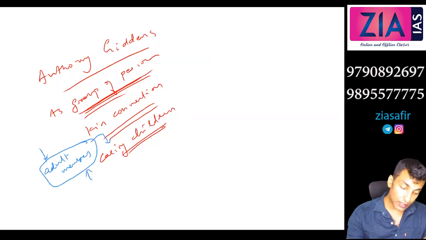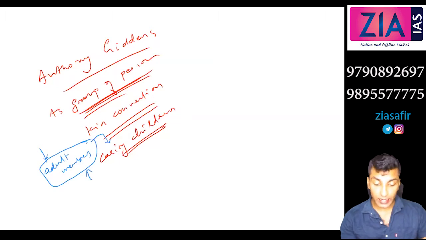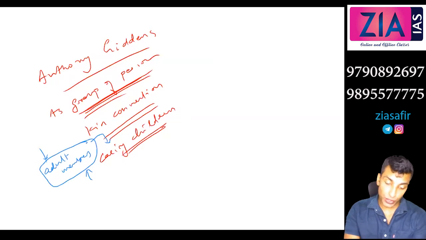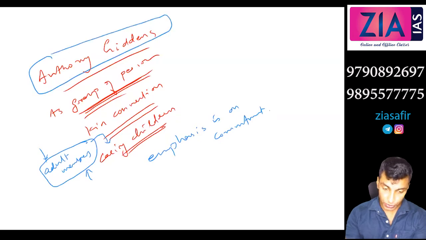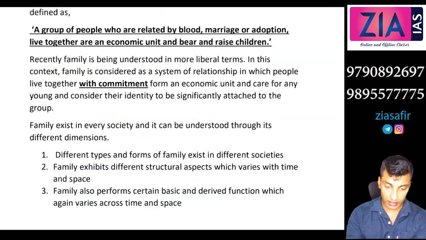Now here the emphasis is on commitment over the traditional features of family. So here the emphasis is on commitment. Okay, so this is the Anthony Giddens idea. Now we will see types of family, but before that let's discuss here also.